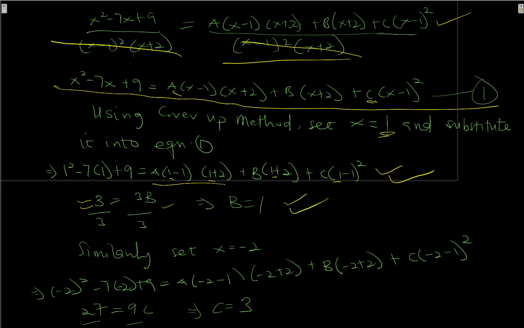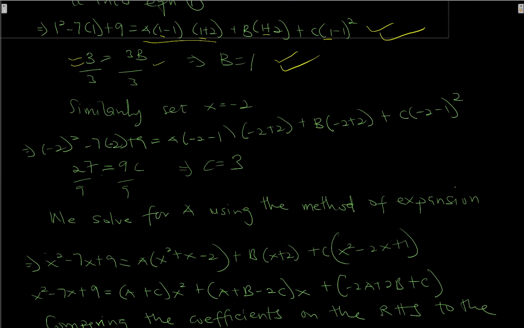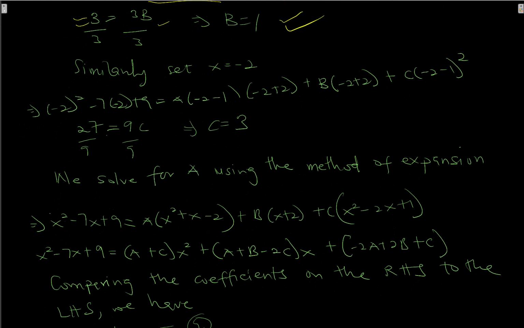Similarly, we can also set x to what? -2, to eliminate b. So after setting x to -2, we substitute it into equation 1, and when we do that, we are going to get this equation.